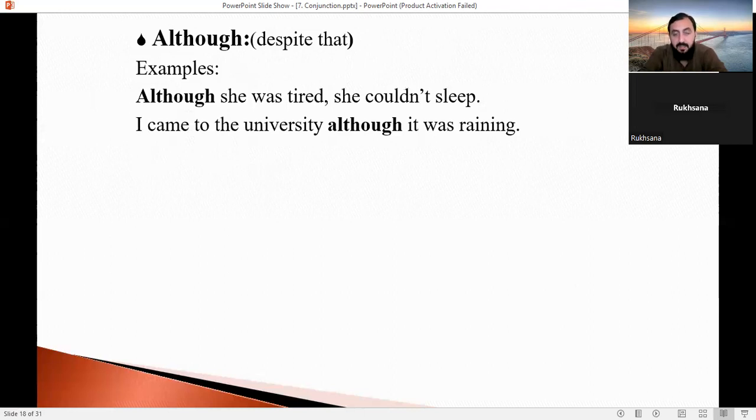It means that since she was very tired, she still couldn't sleep.